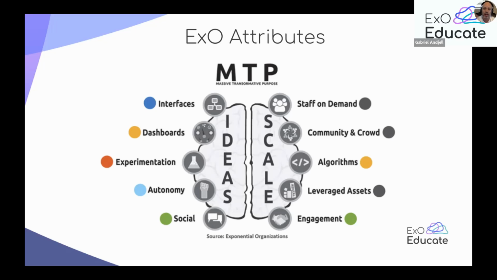Community and crowd is how we can start building communities. Our EXOs, exponential organizations, are built around communities. So I'm going to be talking a lot about how we can build a community around our brands, our services, and our products. Algorithms are the way that every EXO, for example Netflix or Airbnb, uses a lot of algorithms to understand their customers and to create services and products based on what they are looking for.